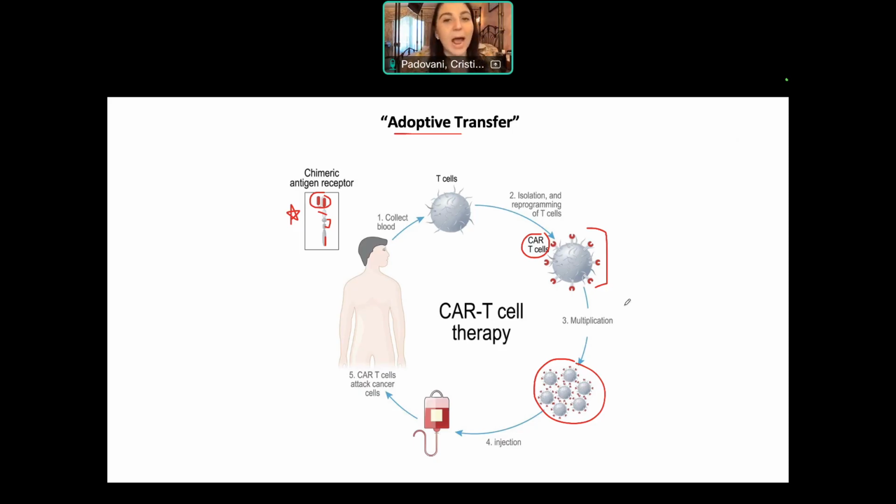They're really smart. But how you do it, the mechanism of doing CAR T cells, is adoptive transfer. You take out the patient's blood, you reprogram it, you make the CAR T cells, and then you put them back in the same patient. That's called adoptive transfer.